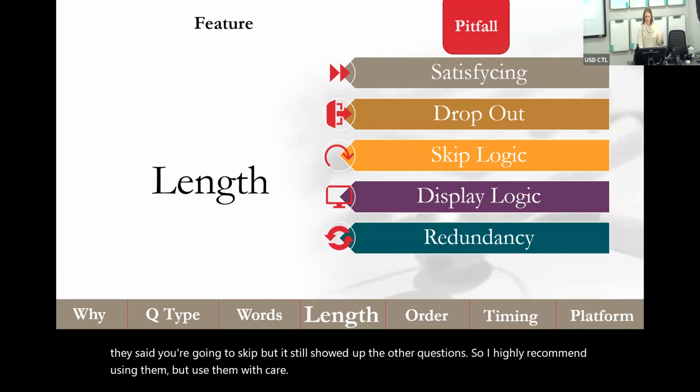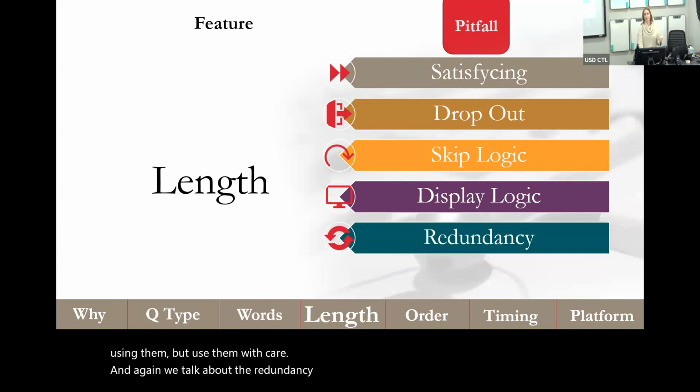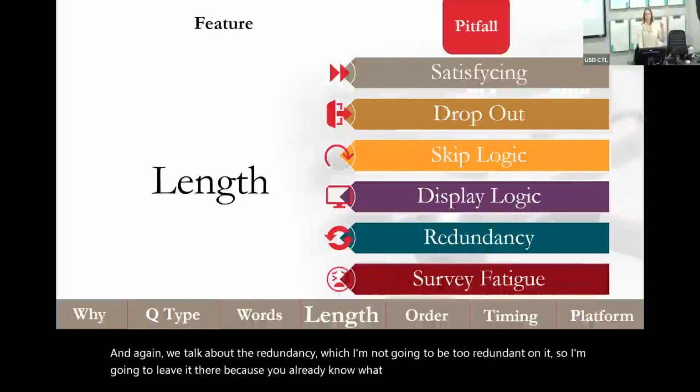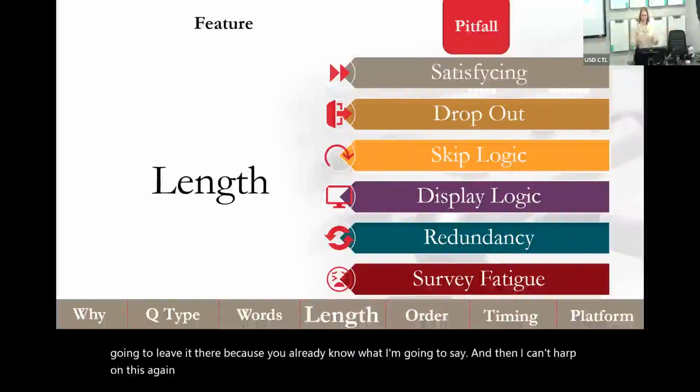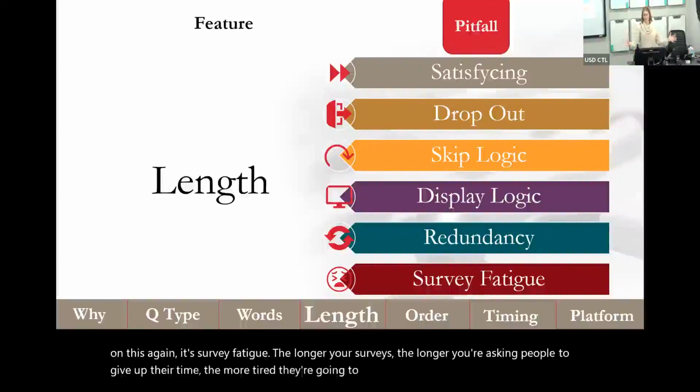And again, we talk about the redundancy, which I'm not going to be too redundant on. So I'm going to leave it there because you already know what I'm going to say. And then I can't harp on this again. It's survey fatigue. The longer your surveys, the longer you're asking people to give up their time, the more tired they're going to get about surveys in general, not just yours, but all surveys.